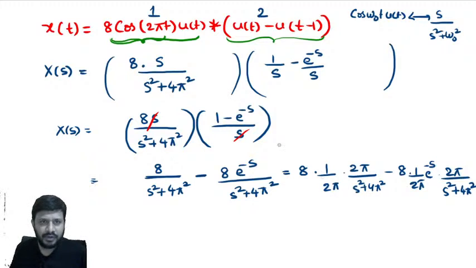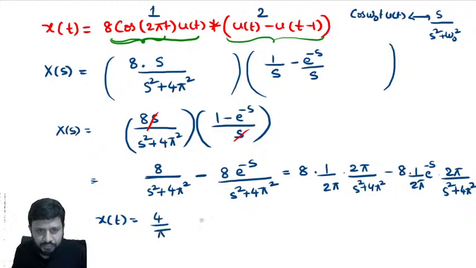Now we calculated the Laplace transforms and multiplied the Laplace transforms. Now to the resulting Laplace transform we have to find out the inverse. Now what is the inverse? The resulting signal is x of t. So 4 by pi, what is the inverse of 2 pi by s square plus 4 pi square?